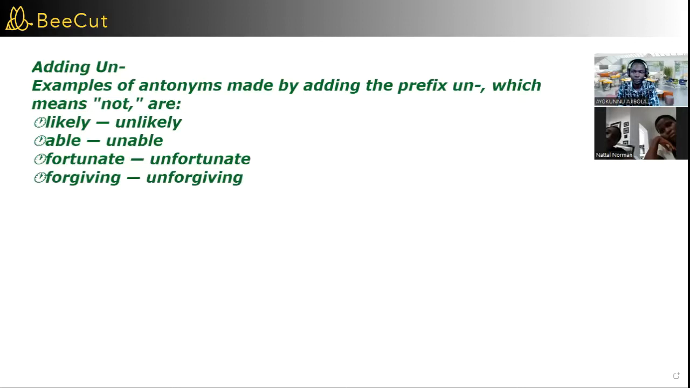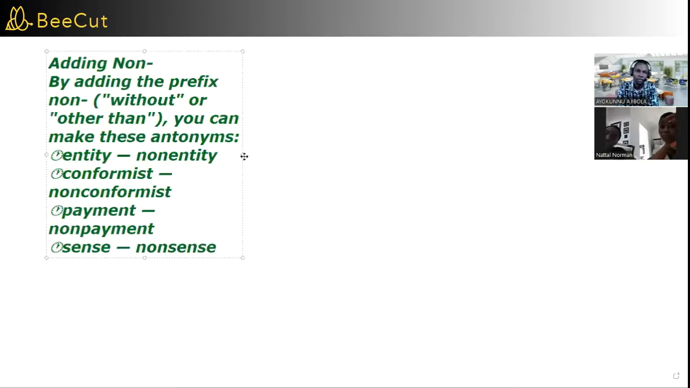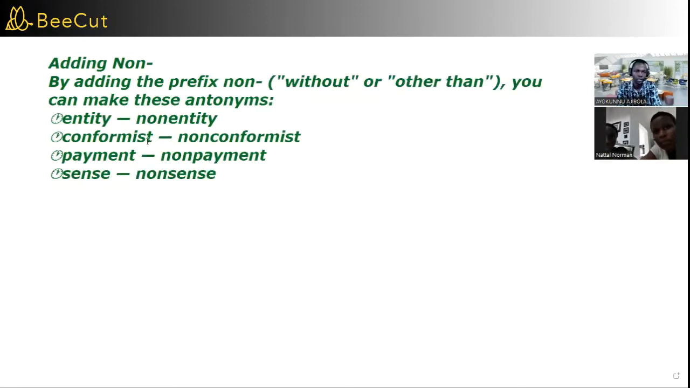There is one more example, which is the last one we're going to look at today, and that is by adding NON to make the antonym. So when you add non to some words, you get the antonym: entity, non-entity, conformist, non-conformist, payment, non-payment, sense, nonsense. So can I hear that again?